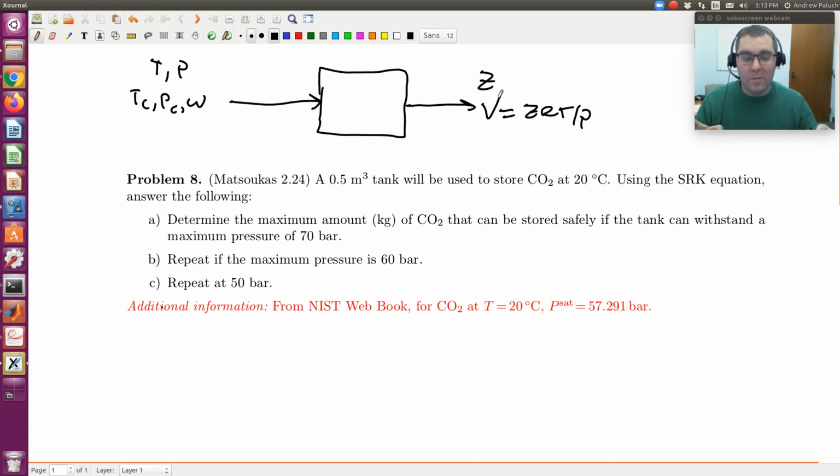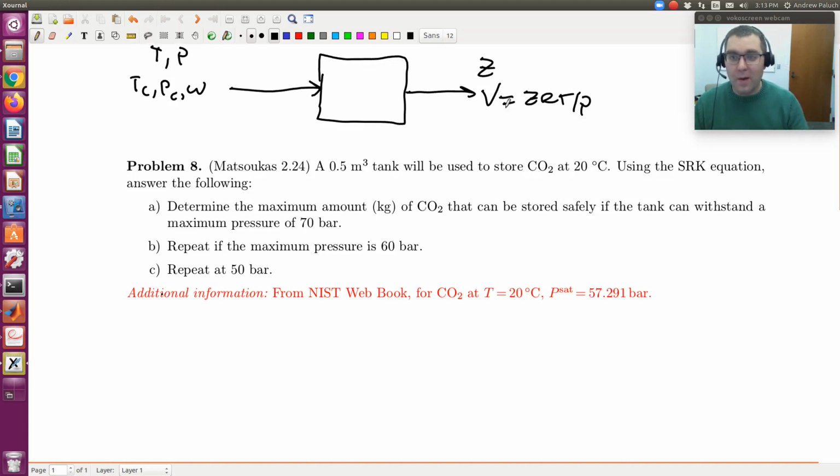The intention of using MATLAB is to make life easier. What I want you to take away from all this is what an equation of state is, how you use it, and what it can be used for, not spend an hour writing some MATLAB code and then trying to debug it. All right, so problem 8.